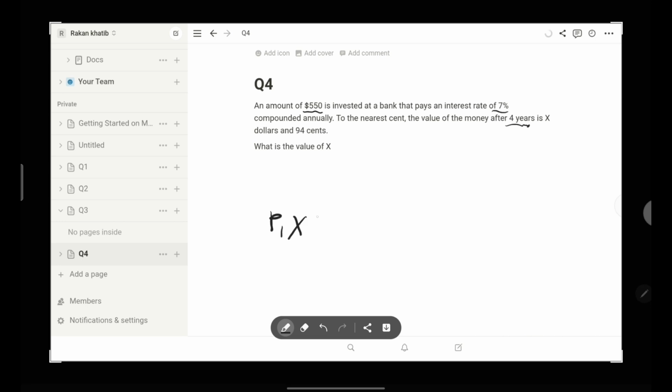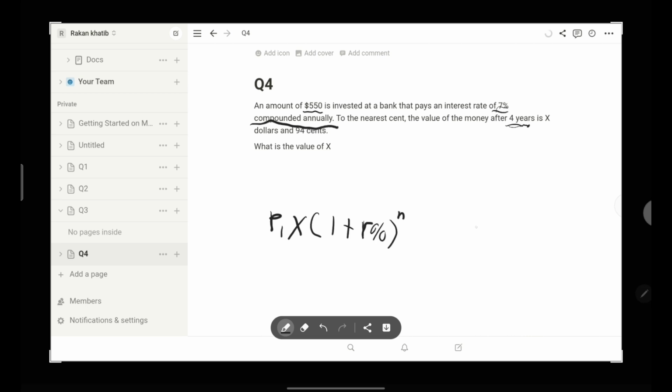It's times 1 plus whatever the percentage is. It's written as R, so 1 plus R percent, to the power of n. Now n is the number of years. That's for compounded. That's when it's compounded annually, and you can see here it says it's compounded annually. So that's how you know, that's the formula for it.